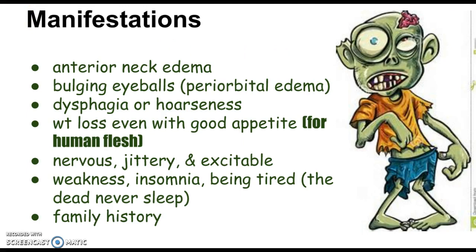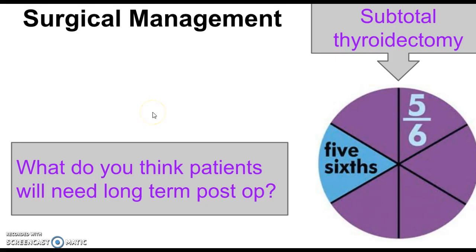It may be necessary to tape the lids shut temporarily. Artificial tears would be very helpful. So what can we do about it? We can attack it with radiation, or we can attack it with medication, or we can do surgical management, which seems to be one of the more common.